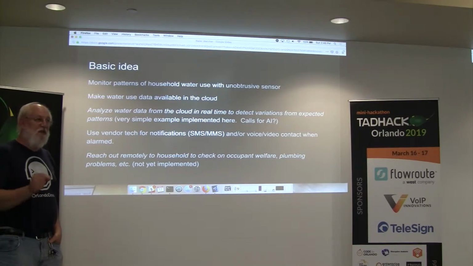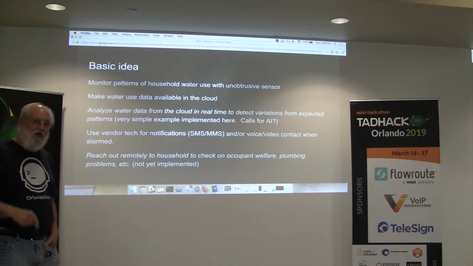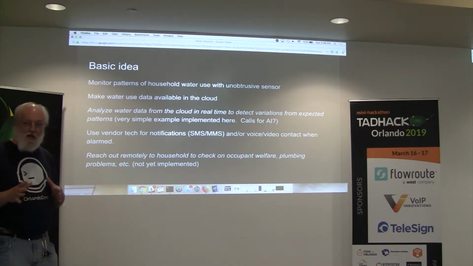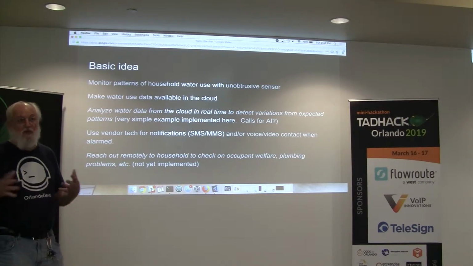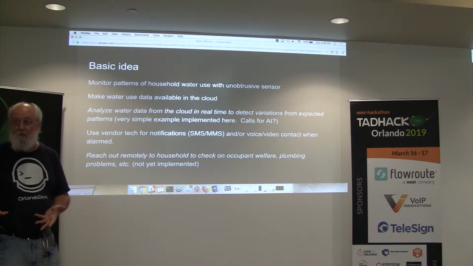You can see leaks because they're constant small usage. You can see a faucet left on because it's constant high usage. You can look at day-to-day variation and compare the amount of variability with what's expected. If water use does not vary, whether it's on or off, that's probably a bad thing.